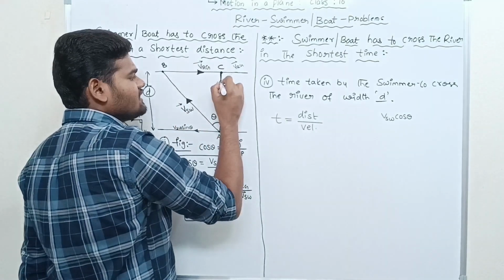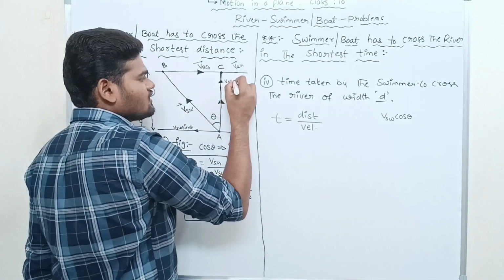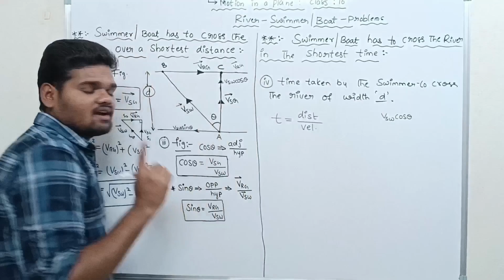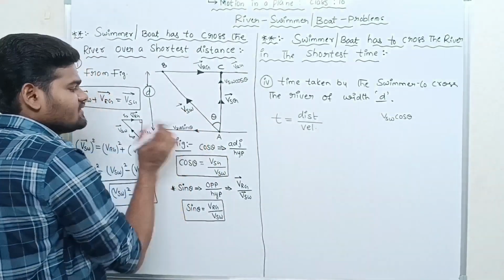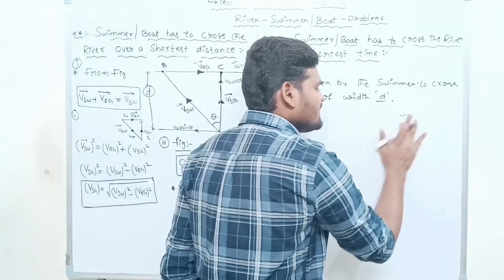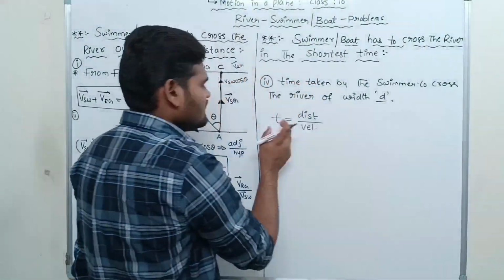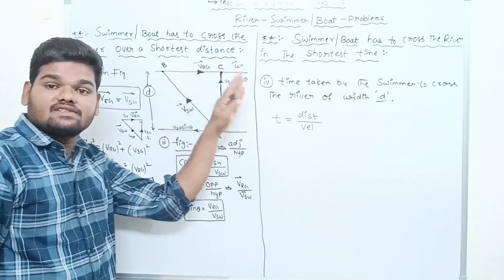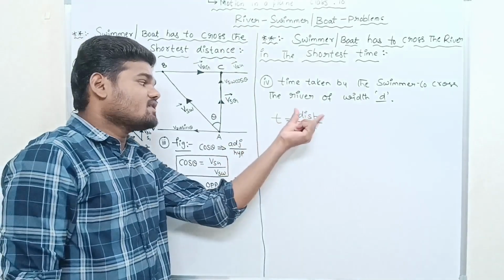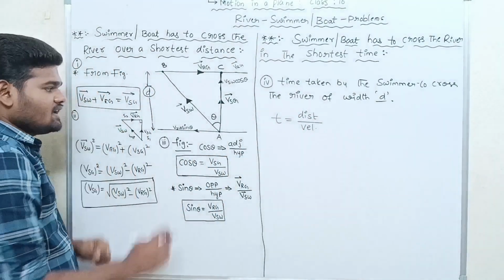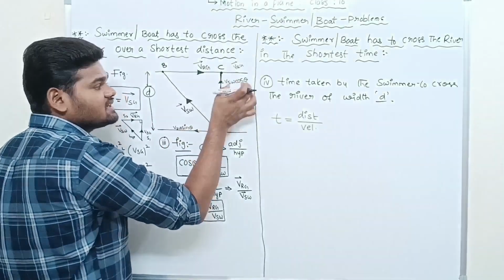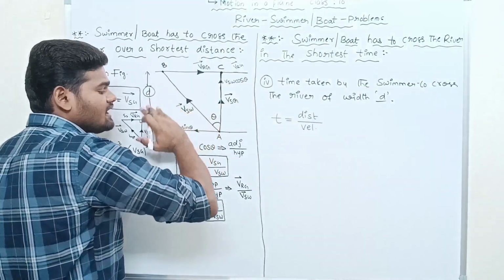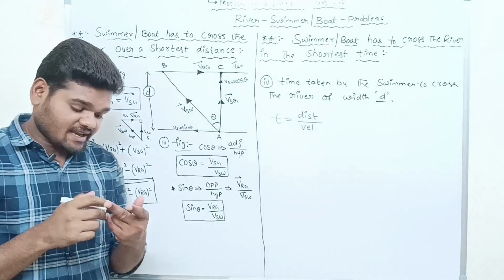Along this direction you will get VSW cos theta. Are you getting? Along the theta side VSW cos theta, and perpendicular to this VSW sin theta. So what we are finding? We are finding the time taken by the swimmer to cross the river. So time is nothing but what? Distance by velocity. Now here the velocity of swimmer with respect to water has two components. One is VSW cos theta and another one is VSW sin theta.